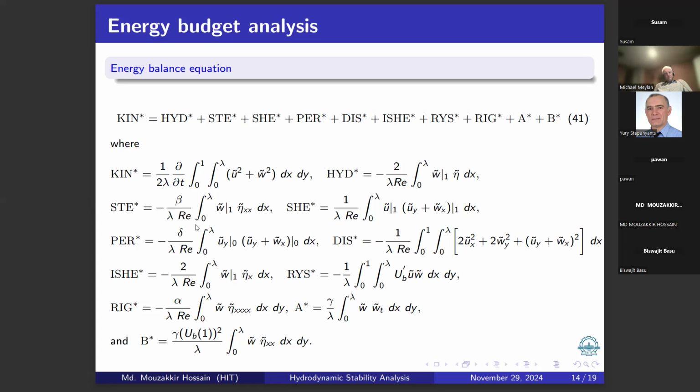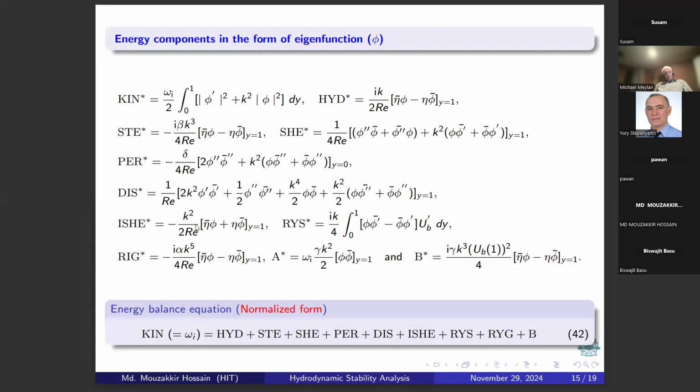Each energy component is given in integral form. From this integration, we can solve each one in terms of the eigenfunction. Each component is given in eigenfunction form, like kin, T, par, dis, and is. These are all the energy components, which are responsible either from Reynolds energy, or hydrostatic energy like viscosity, and the other flow parameters.